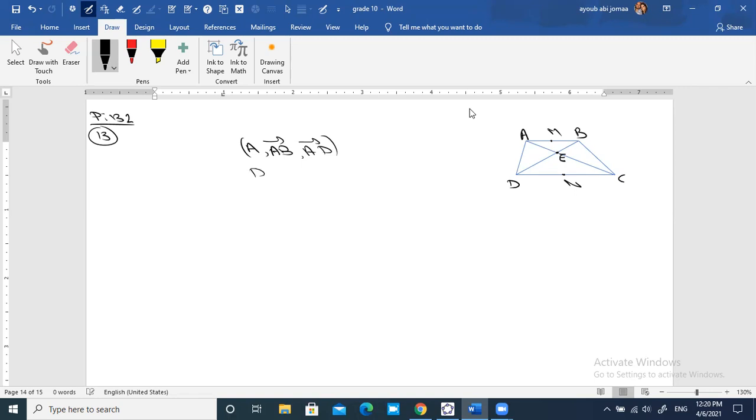I can consider the system D, DC, DA. Can you find DE in terms of DC and DA? Points M and N are easy because they are midpoints. Once you find coordinates of A and B, then you simply can find coordinates of point M. And similarly for point N, once you have points D and C, you can find coordinates of point N.